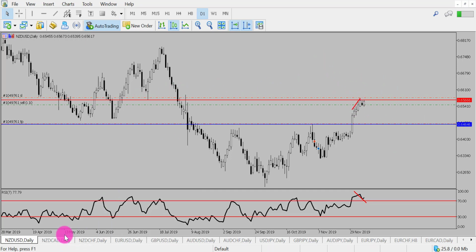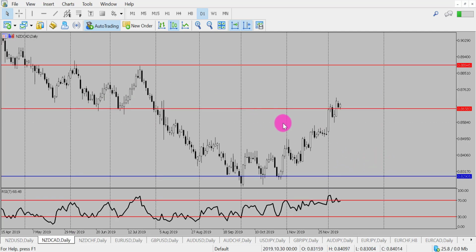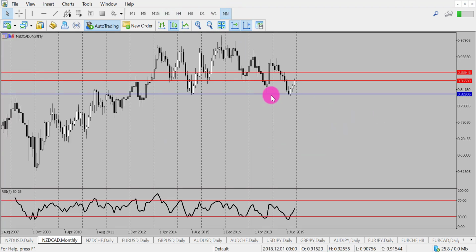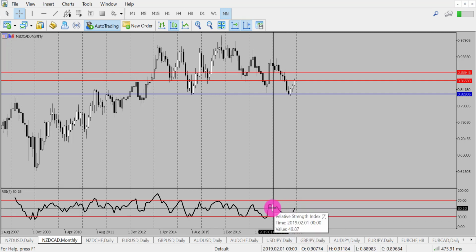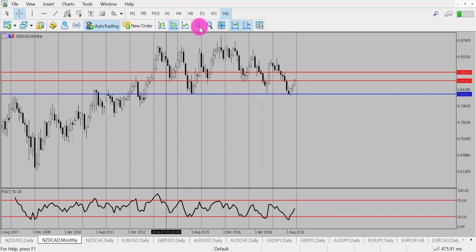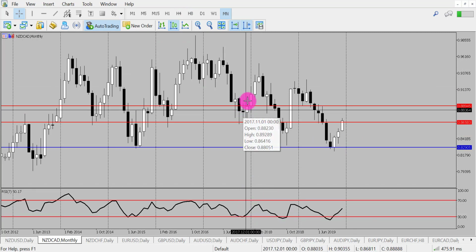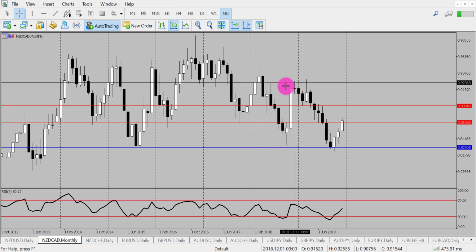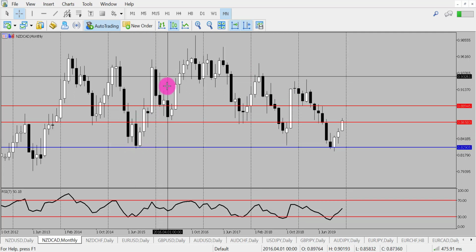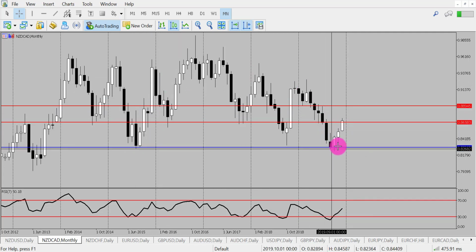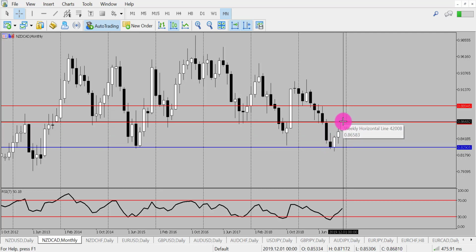Let's go look at Kiwi CAD. Now, we've been heavy buyers of Kiwi CAD ever since the market came back down into this monthly area of support. RSI shows that the market went into an oversold condition. If you look at this chart on a monthly basis with this RSI, you'll notice that every time it goes into an oversold condition, we get a rally. So it works really well. That's why we've been heavy buyers of Kiwi CAD.